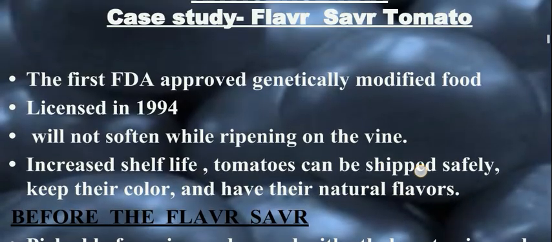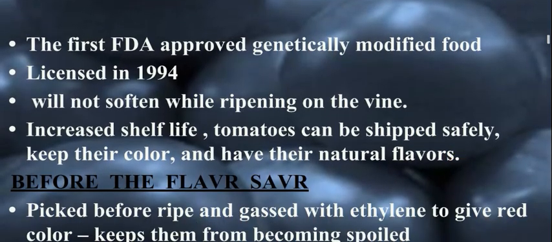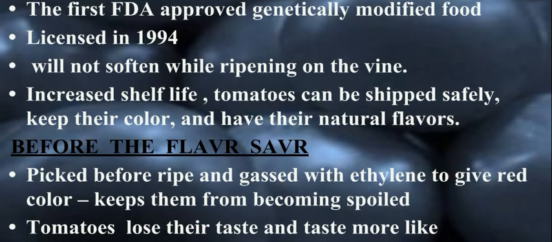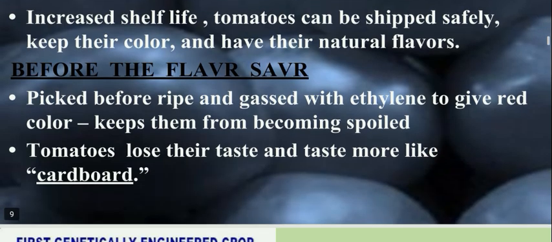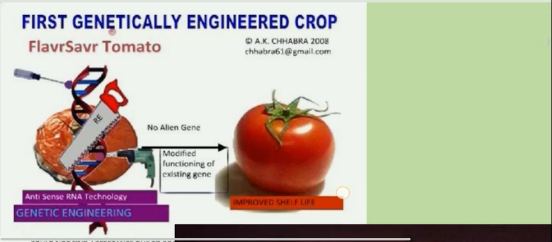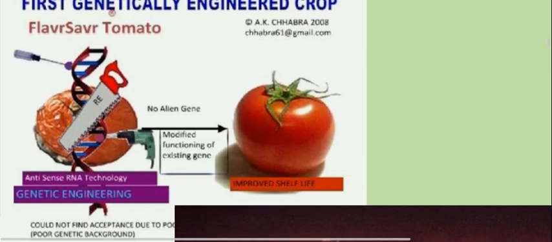Antisense RNA case study: Flavr Savr tomato. The first FDA-approved genetically modified food licensed in 1994 will not soften while ripening on the vine. Increased shelf life, tomatoes can be shipped safely, keep their color, and have natural flavors. Before the Flavr Savr, tomatoes were picked before ripe and gassed with ethylene to give red color, which keeps them from becoming spoiled. Tomatoes lose their taste and taste more like cardboard. First genetically engineered crop, Flavr Savr tomato, no alien gene, modified functioning of existing gene.